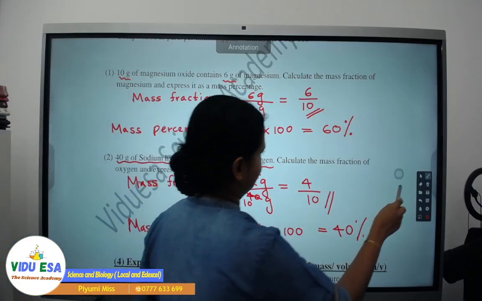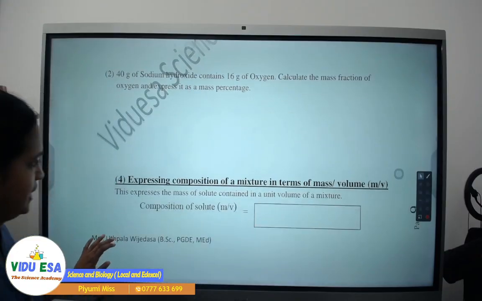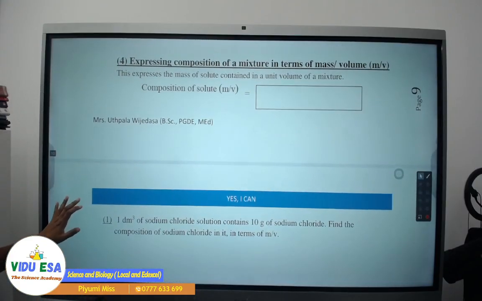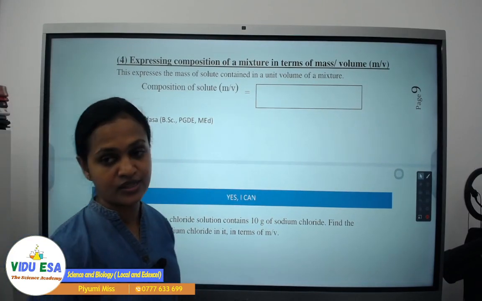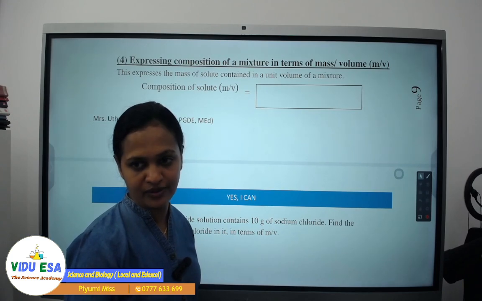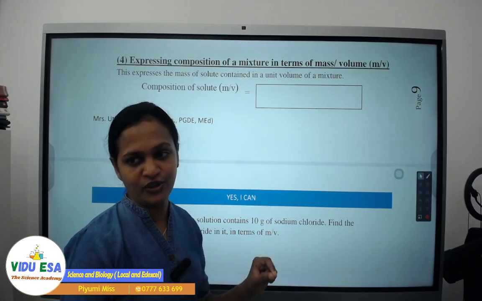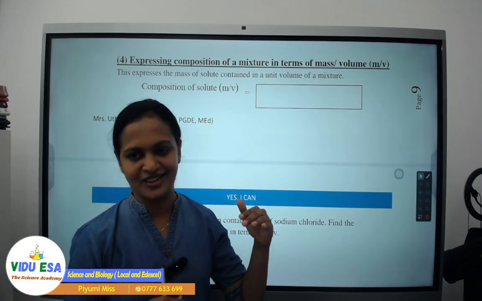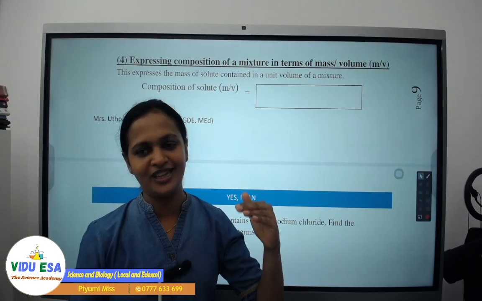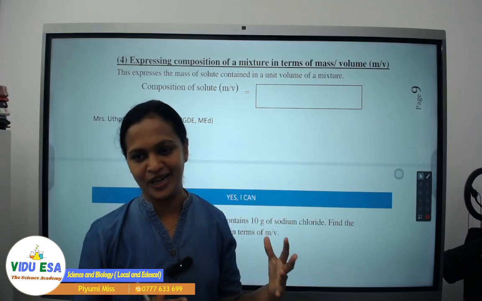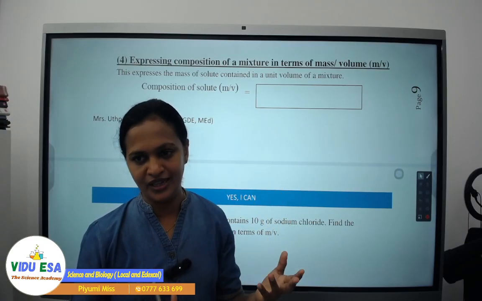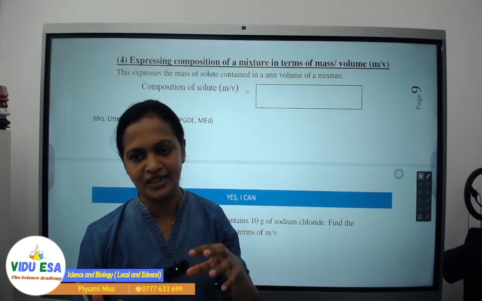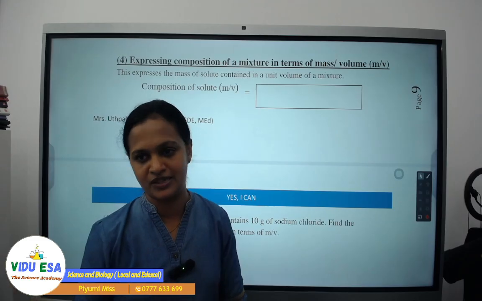Then we are moving on to the fourth method, expressing the composition of a mixture in terms of mass over volume, m over v. This expresses the mass of solute contained in a unit volume of the mixture. Here the units are different. Earlier, m over m, v over v, n over n were the same type. But here m over v, the mass of solute contained in a unit volume of a mixture.